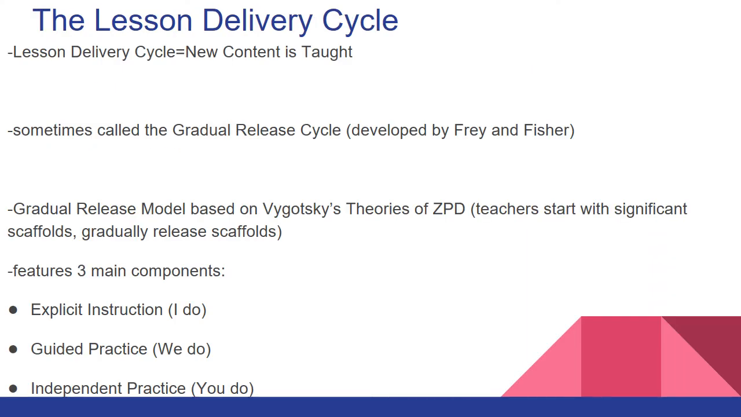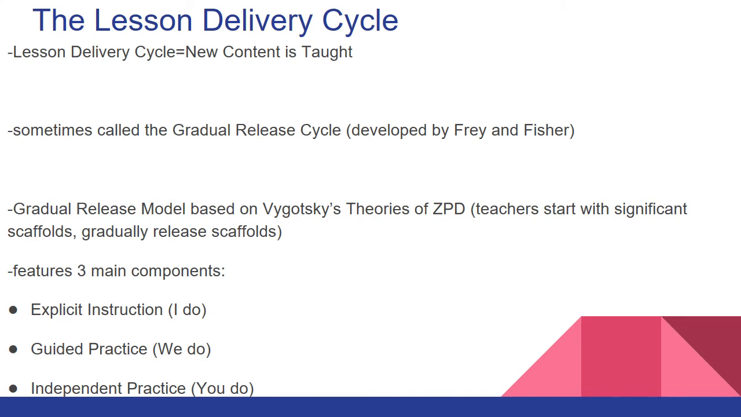Now we're going to go over the lesson delivery cycle. So this is the actual cycle in which you will teach new content information. During the lesson delivery cycle, you should follow the gradual release cycle. The gradual release cycle was developed based off of Vygotsky's theories of the zone of proximal development. Basically, that students need plenty of scaffolds at the beginning of a new lesson, but gradually the teacher can remove those scaffolds until students can do things independently.